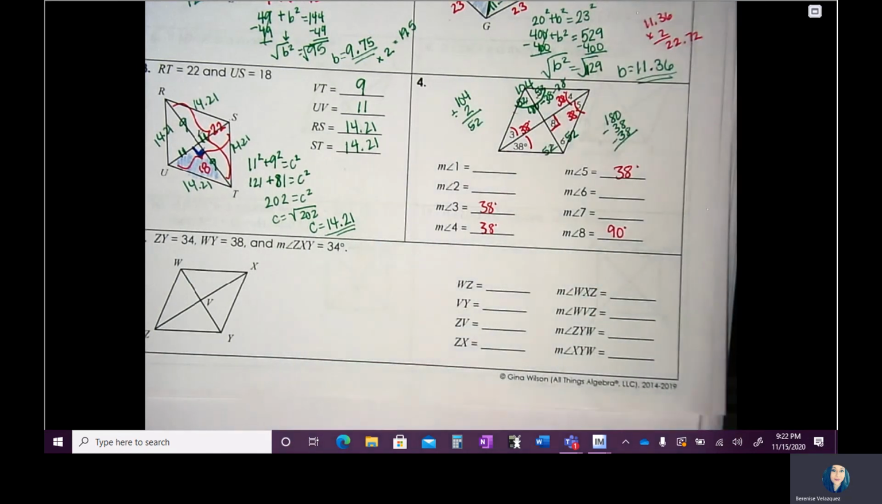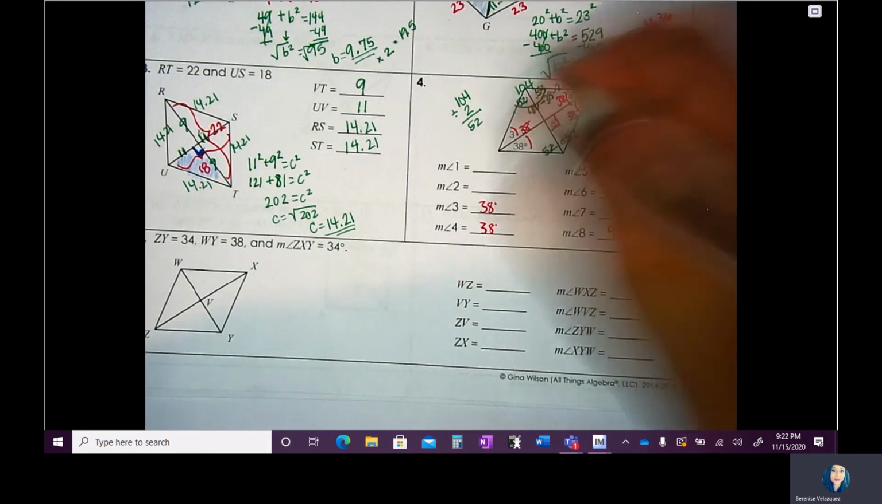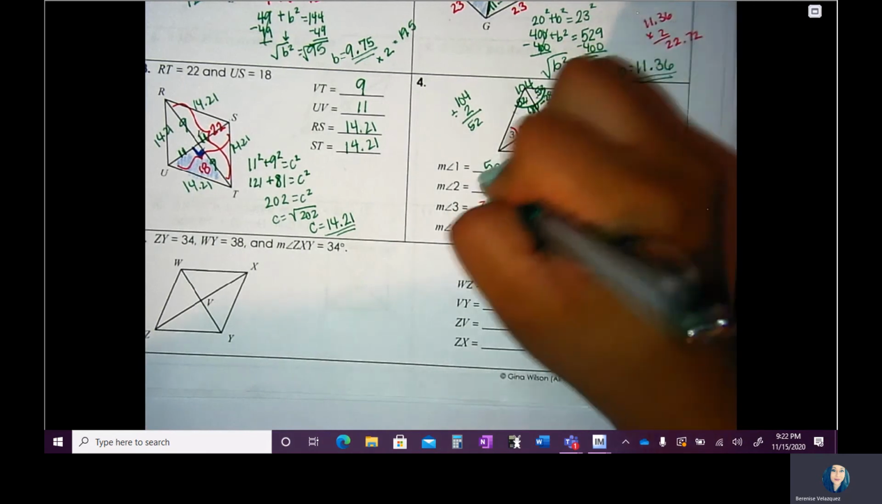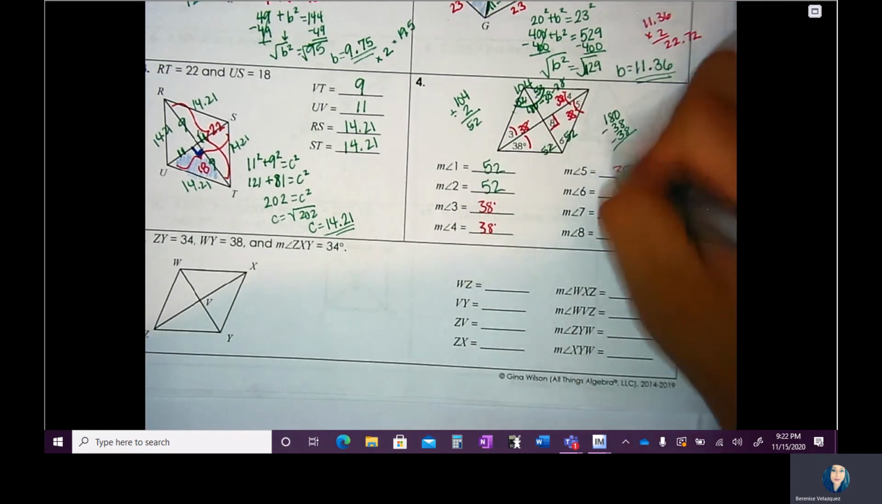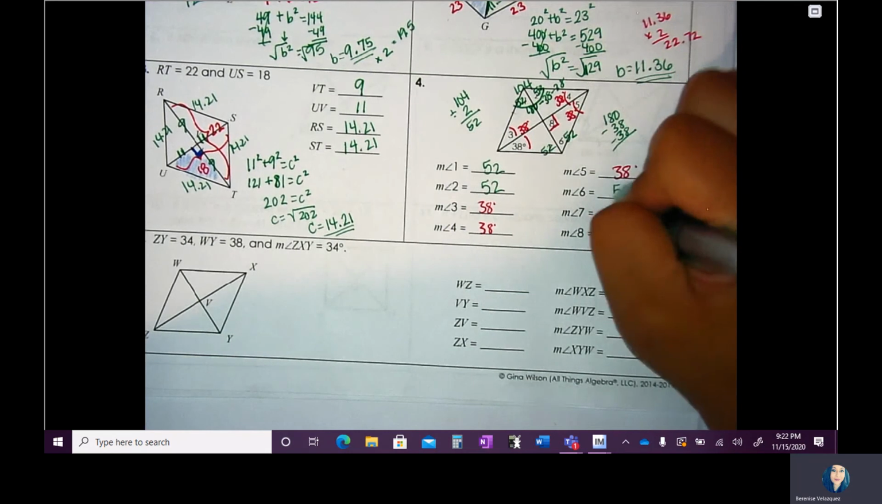So now we have actually all of the remaining answers. Angle 1, 52. Angle 2, 52. Down here, angle 6, 52. Angle 7, 52.